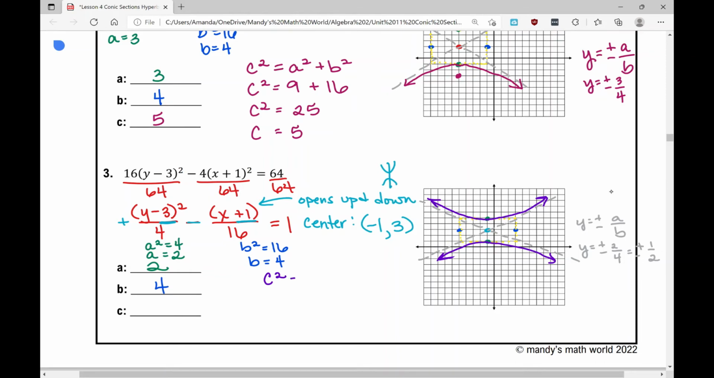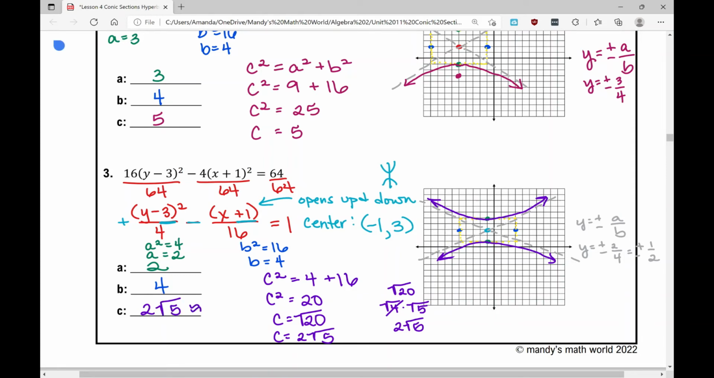And now let's find our c value. That c value is the distance from the center point to each focus on the transverse axis. It's related using the equation c squared equals a squared plus b squared, which is c squared equals 4 plus 16. 4 plus 16 is 20. And the square root of 20 simplifies, if I want to simplify this non-perfect square root, to the square root of 4 times the square root of 5. The square root of 4 is 2, so it simplifies to 2 square roots of 5.